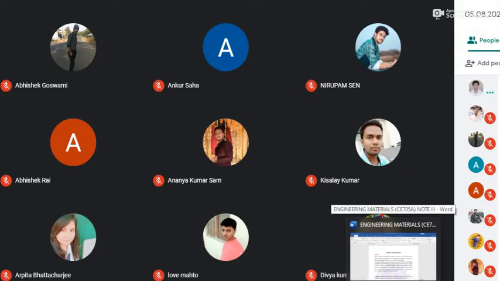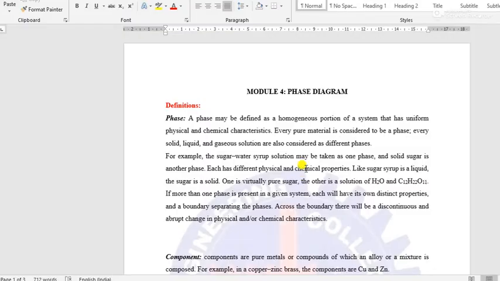Okay, I'm starting module number 4, that is phase diagram. In this module, you need to know about some physical chemistry like things. Now, what is a phase diagram? For that, first you have to get some knowledge about phase.